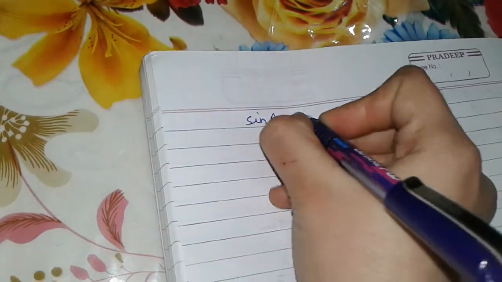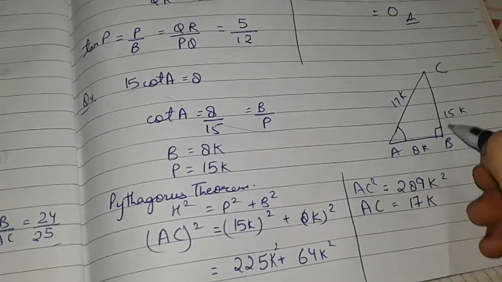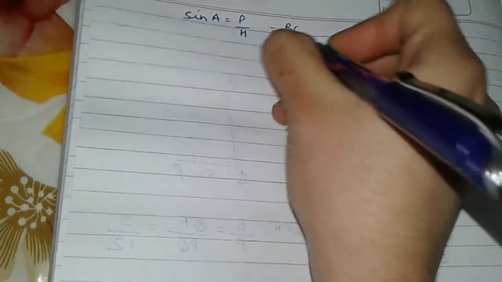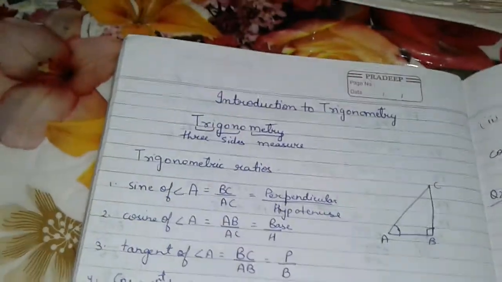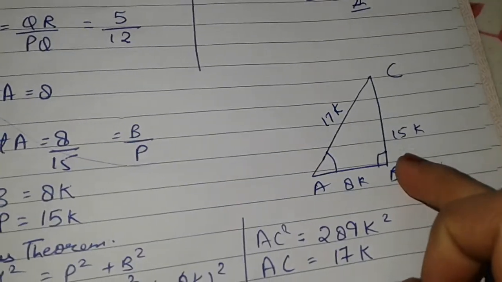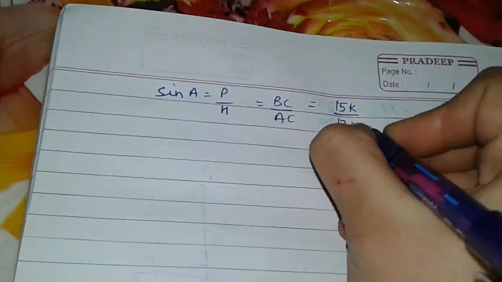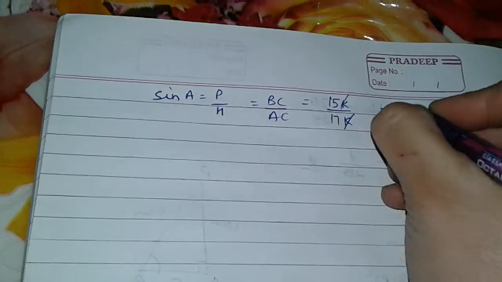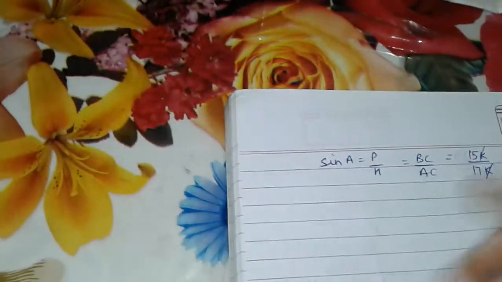Okay, now I have to calculate sin A. Sin A is equal to perpendicular upon hypotenuse. For this angle A, perpendicular is BC upon AC. BC is 15k and AC is 17k. It is 15k upon 17k. Cancel this, so answer is 15 upon 17. Okay.